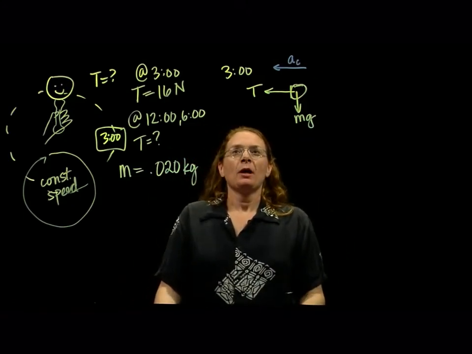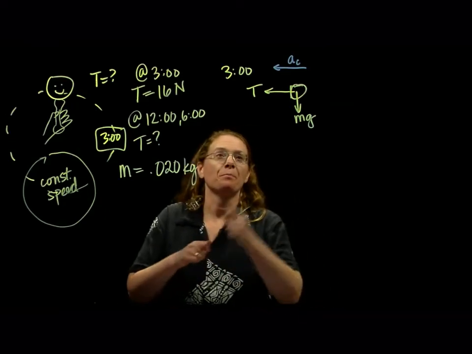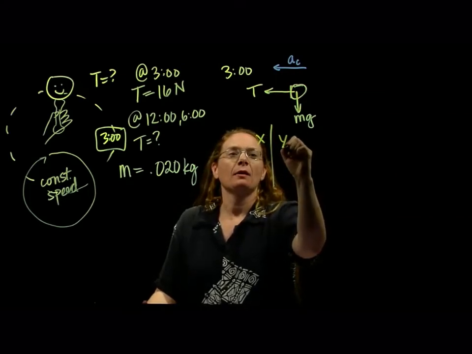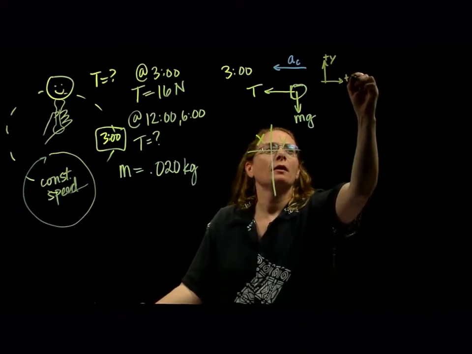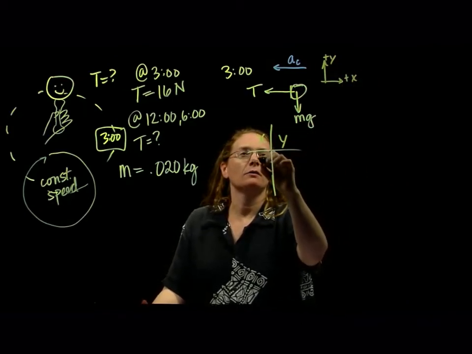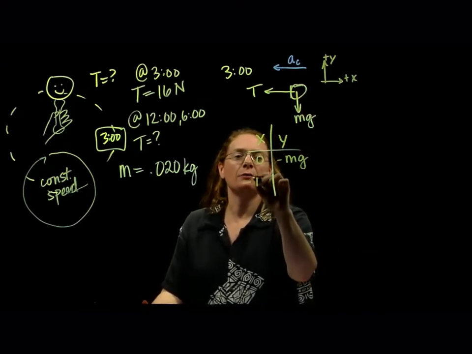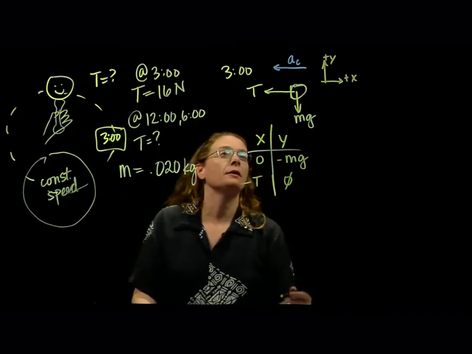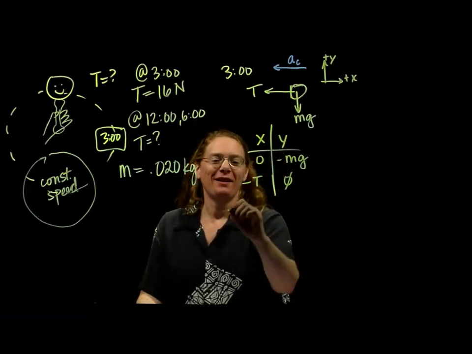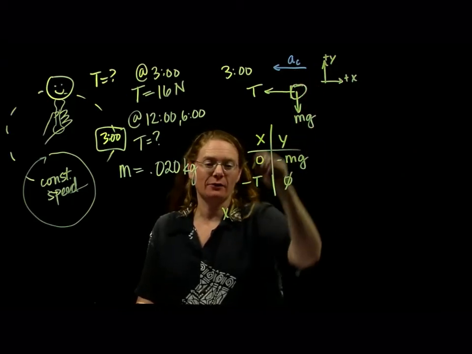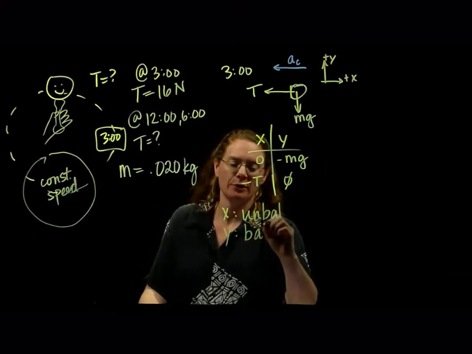All right, so that's what we've got. And now after the force diagram, you can do your XY chart. In the x direction, if I do my standard coordinate system, we have 0 and negative mg, our weight goes down, and then I've got a negative tension, and that's nothing in the y direction. How exciting, right? And in the x direction, that's the direction with an acceleration, so that's unbalanced. In the y direction, we have balanced forces.